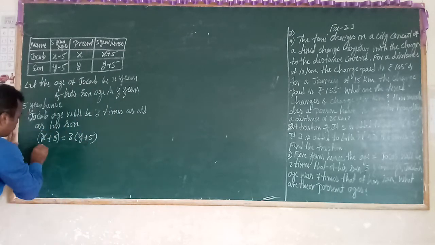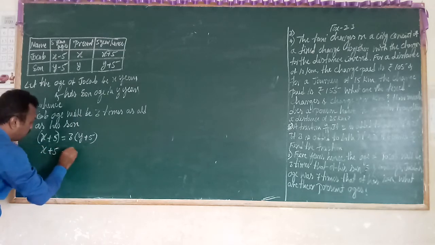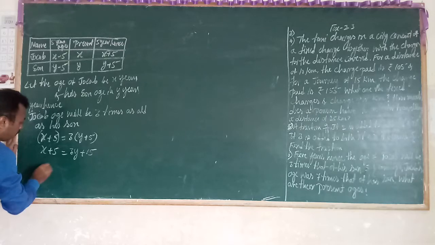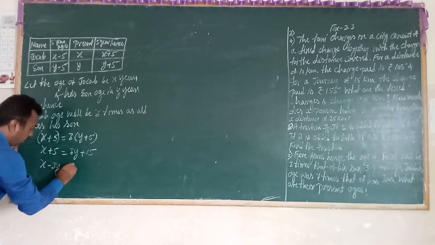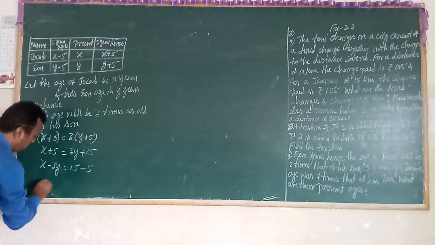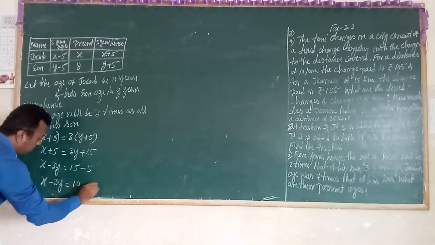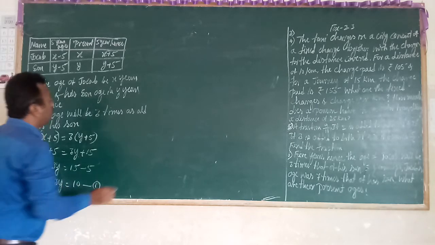And then x plus 5 equals 3 times y plus 5, which is 3y plus 15. So x plus 5, bringing the 3y to the left, becomes x minus 3y equals 15 minus 5. Therefore x minus 3y equals 10. Equation number 1.